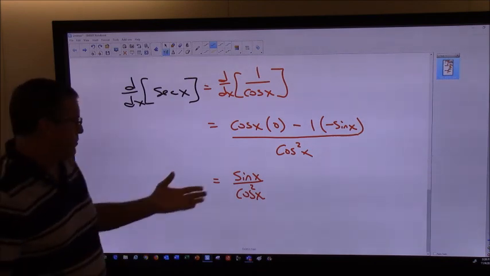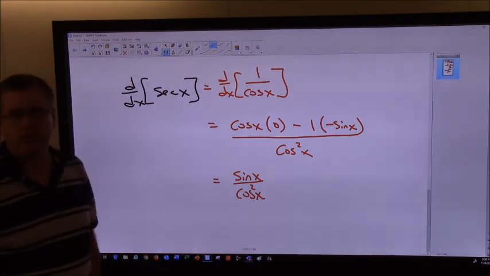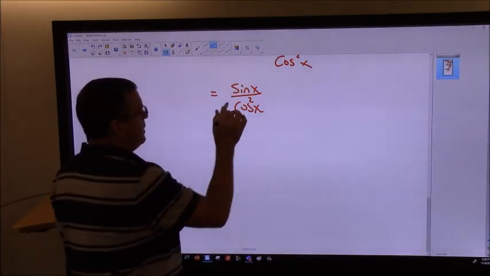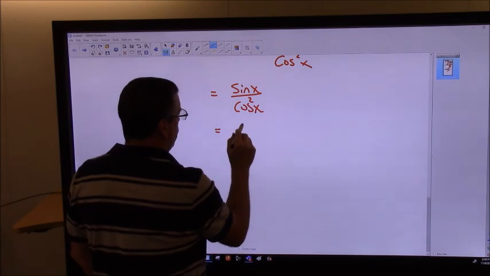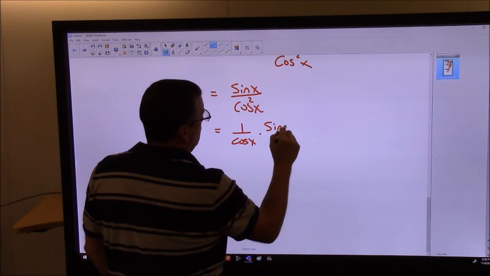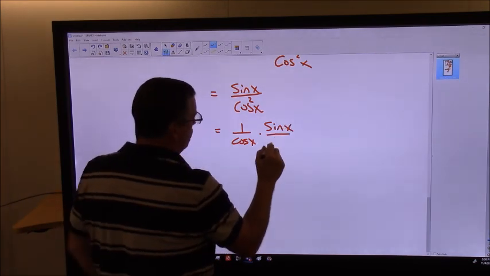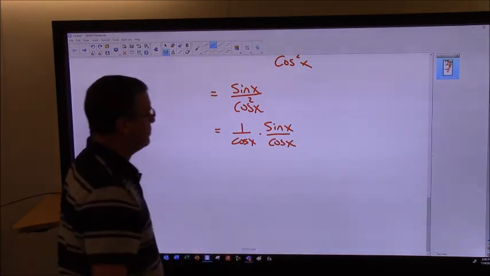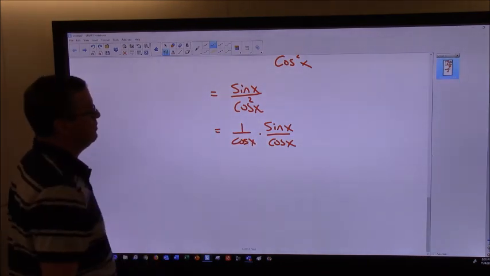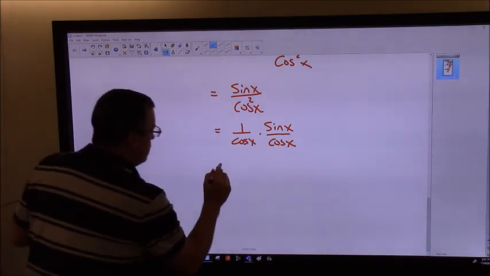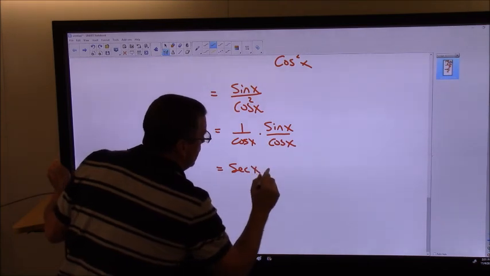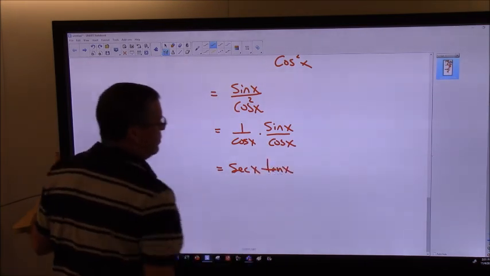And so now I just want to simplify that into something where I don't have a fraction. So what I'm going to do is I'm going to break this down into two different fractions. I'm going to say 1 over the cosine of x times sine x over cosine x. If I multiply these back, you can multiply across the top, multiply across the bottom, and you get the previous line. And so this is now a secant of x times a tangent of x.